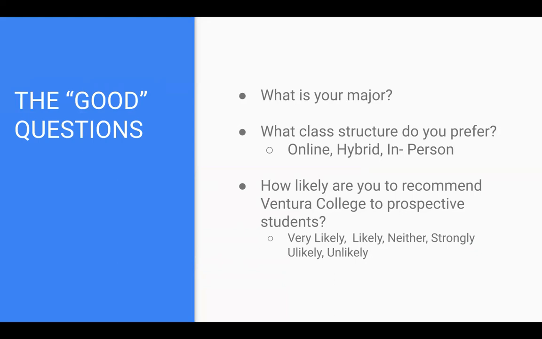The second question that was actually a good question that we were able to use was what class structure do you prefer? For that, you had a choice between 3 options. You had either online, just fully online, hybrid, which is a combination between online and in person, or just straight in person.